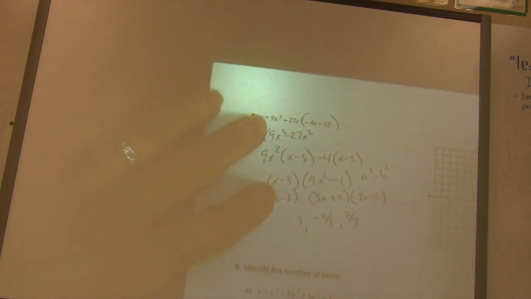My first term is positive, so I know it goes up to the right. It's an odd, so it goes down to the left. And so I just need to fill that in somehow.